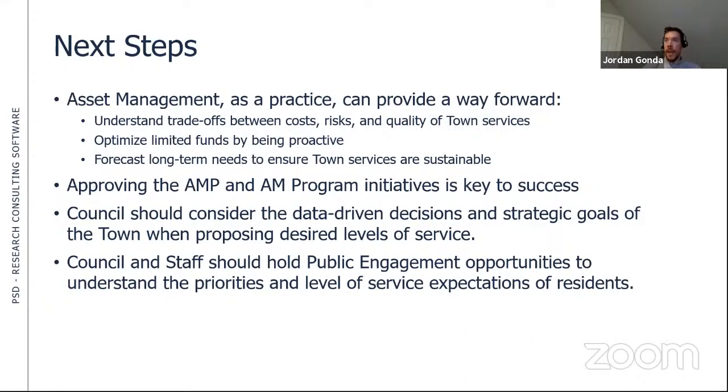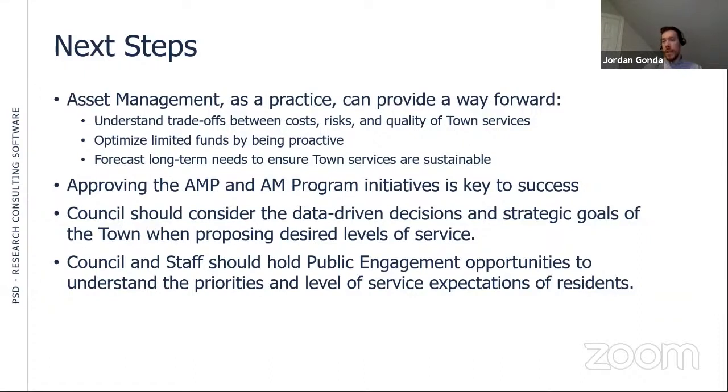So approving the AMP, the asset management plan, and the program as a whole is the key to success. If you have a good program together, if you can collect good data, if you have good procedures, if you can be strategic about planning, that's very important. And I think it's important that we keep those programs together. I think it's also important that we consider data-driven decisions, because when we have data, we can understand trade-offs at a data level, at something that's objective.